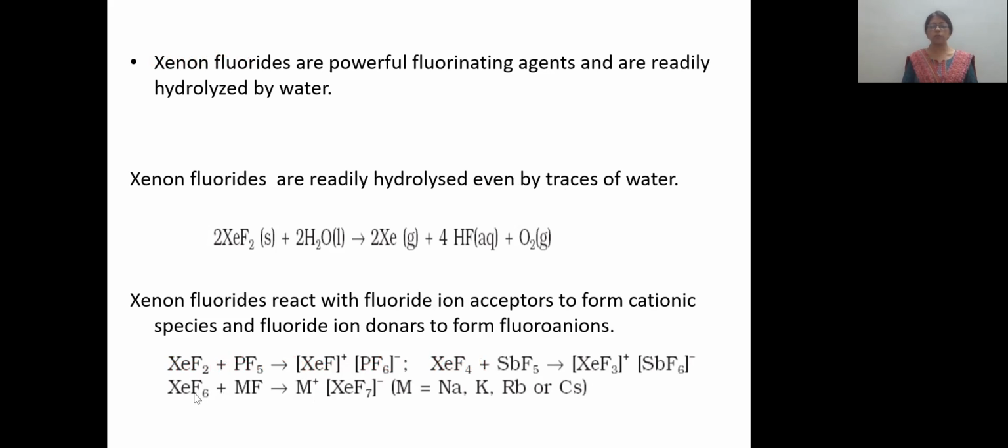But in the reaction given at the bottom, XeF6 plus MF, where M can be an alkali metal like sodium, potassium, rubidium or cesium, they are fluoride ion donors. So XeF6 changes into [XeF7]- and it changes into a fluoroanion.